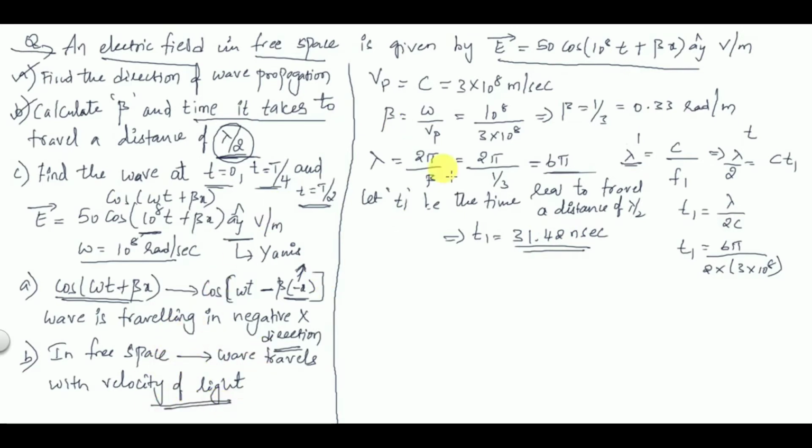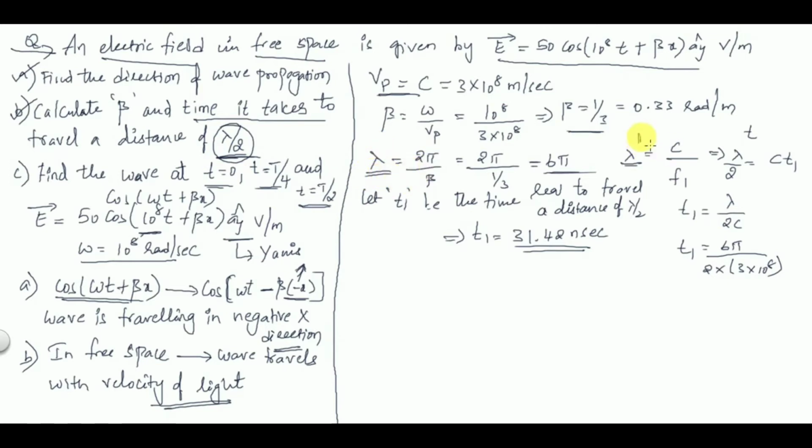Okay, so this is how we can calculate beta, because in free space we know that the wave travels with the velocity of light. So Vp is equal to c, so beta is equal to omega by Vp. So beta value we have got like this. From beta we have to calculate lambda. From wavelength only we can calculate time, because we need the time taken by it to travel only half wavelength. So first of all we need to calculate wavelength.